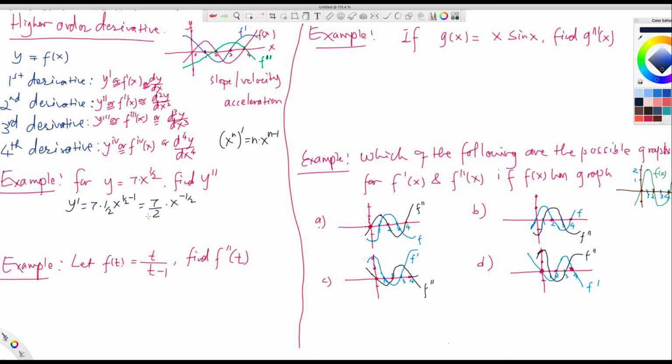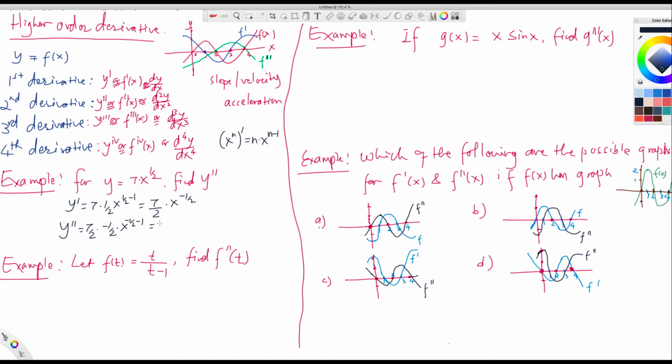I'm not moving this down before I find the second derivative. So let's find the second derivative. y double prime is the derivative of that. 7/2 is a number, so you can pull that out, and then find the derivative of x to the negative 1/2. That will be negative 1/2 times x to the negative 1/2 minus 1, using n x to the n minus 1.